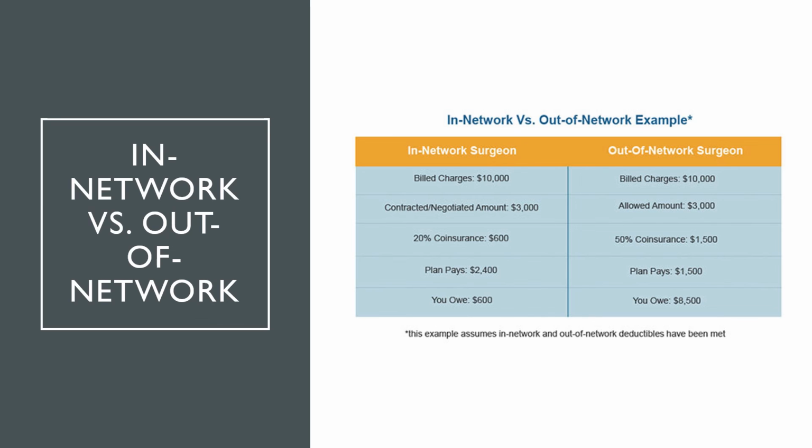And then in this picture, it's an example of somebody going to a surgeon who is in-network compared to out-of-network. And then we are assuming that deductibles are met in this picture for both in and out-of-network charges. And you can see that the in-network surgeon, at the end, the patient is only owing $600 compared to going to an out-of-network surgeon where they would possibly owe $8,500.